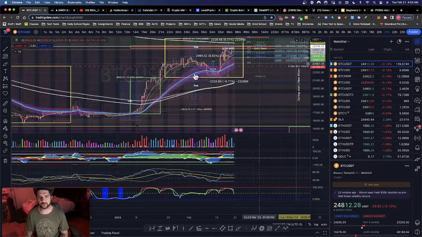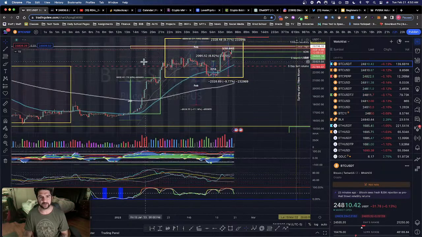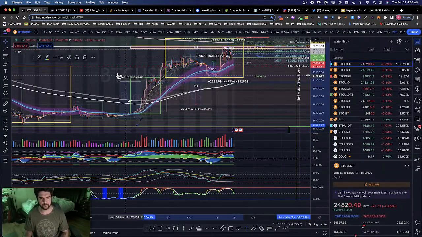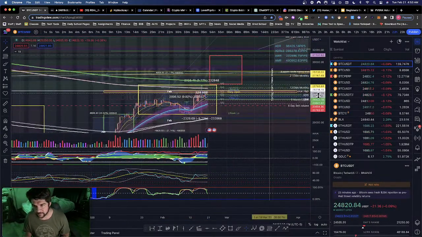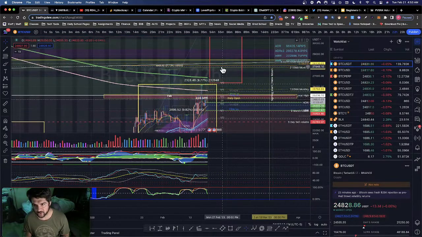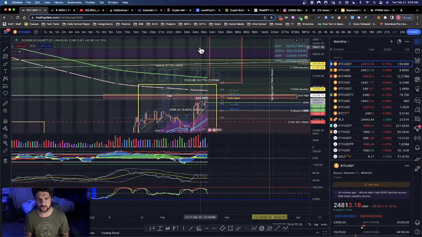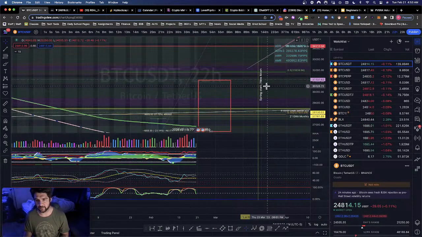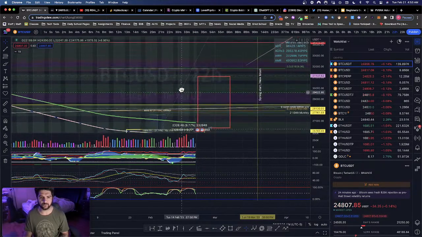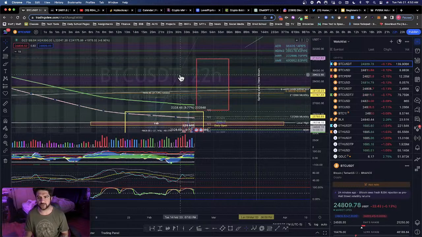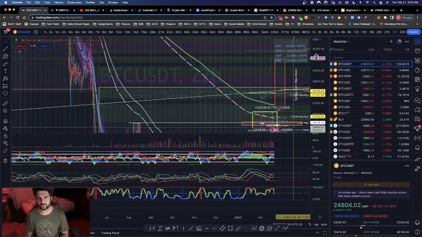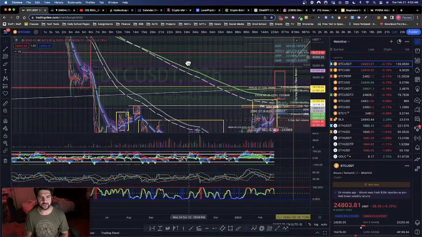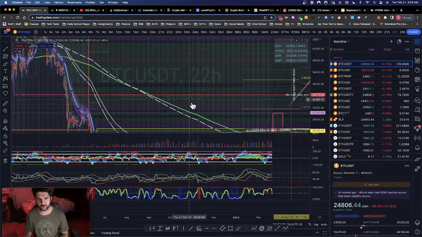Where are you on the daily? Go to the 22 hour. I'm shooting for laddering in at about 27.8, 27.6. I'm going to ladder in some there, and then I have to worry about 31. So anywhere between 27 and 31 is where I'm shooting for. And I'll save some in case we come up to 34.